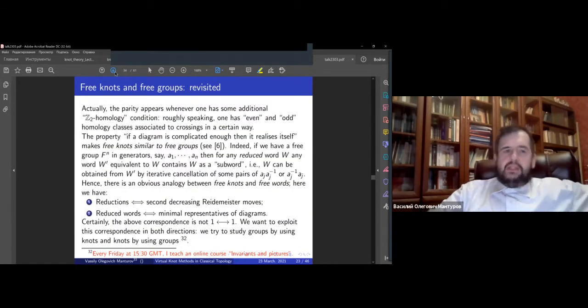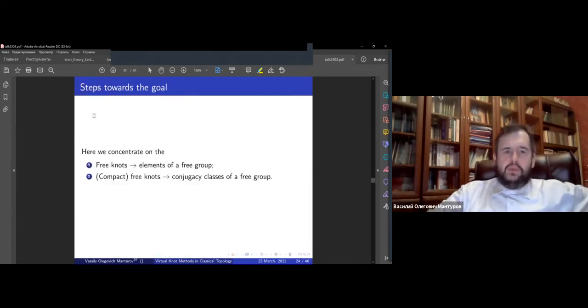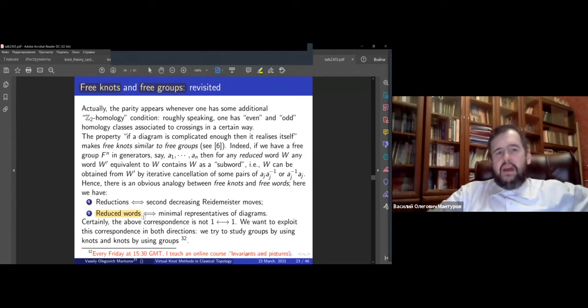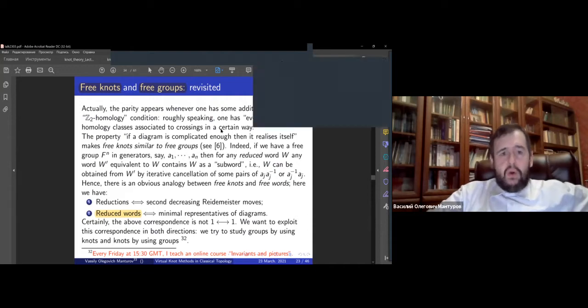Well, let's return to our main hero, free knots. And actually, I want to get something valued in free groups. And for free groups, we have something for free, and we have reduced words. And in some sense, this reduced word can be thought of as the main invariant of all words in this class.